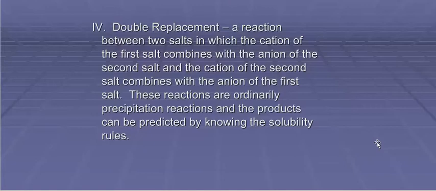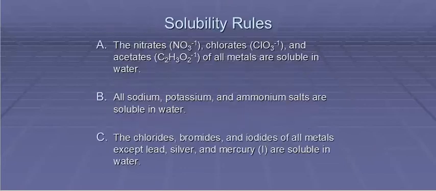Fourth type of reaction, double replacement. A reaction between two salts in which the cation ions switch with each other. Now these reactions are ordinarily precipitation reactions, and the products can be predicted by knowing the solubility rules. So we have to go through the solubility rules in order to determine if these reactions will happen.